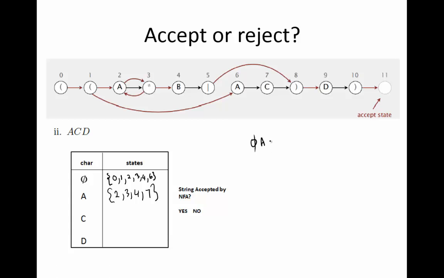Now, the next character that comes is a C. If you're in 7 and you read a C, you can go to 8. So now you can go to 8. If you go to 8, you can go to 9, and you can stay at 9. When you get the next D, now you're in 9. If you get a D, you can go to 10. But if you're in 10, you can take a free epsilon transition into 11, and therefore you have accepted this string.